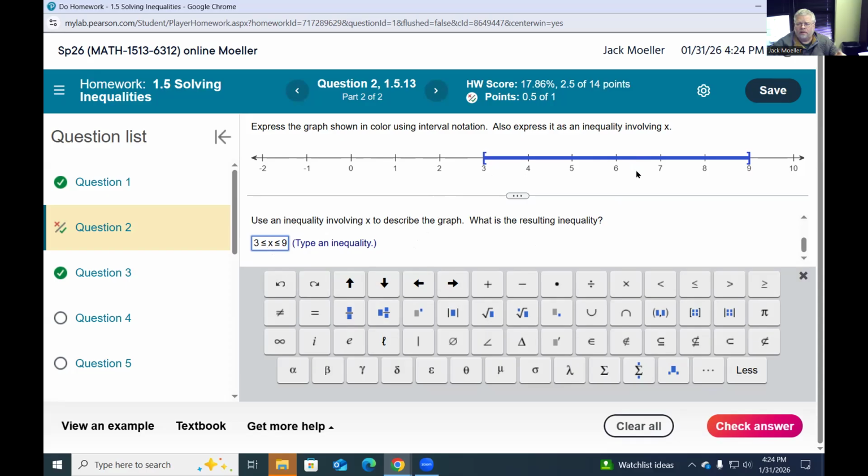But like I said, if you have 2 numbers, make sure that you're using 2 inequalities because it's a compound inequality. And both of them are going to be either less than or less than or equal to, depending on whether or not there's parentheses or brackets.